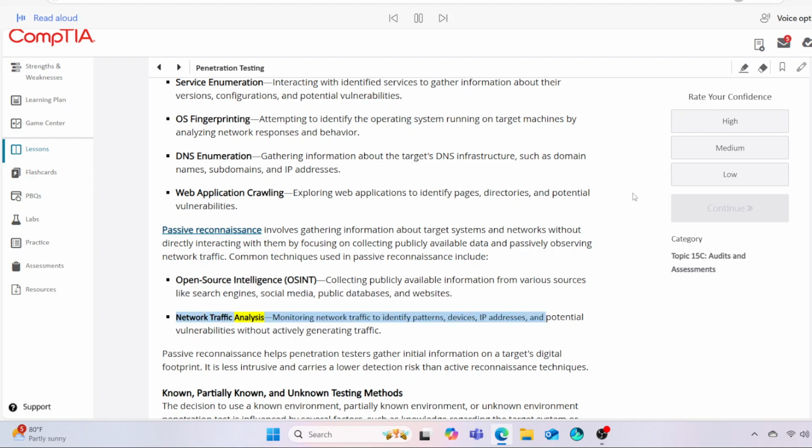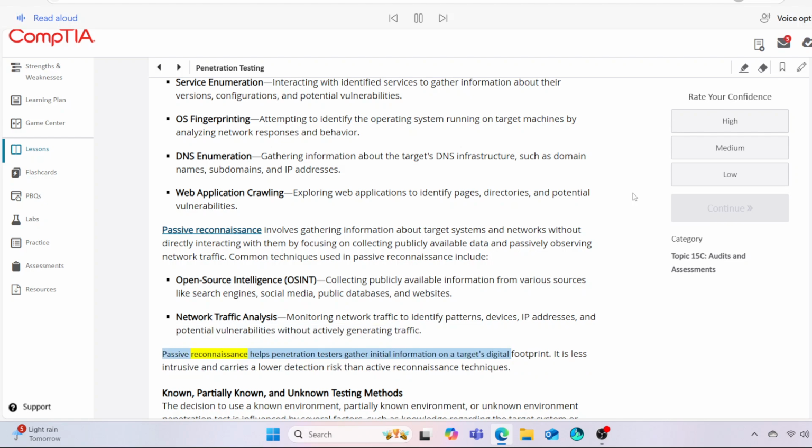Network traffic analysis, monitoring network traffic to identify patterns, devices, IP addresses, and potential vulnerabilities without actively generating traffic. Passive reconnaissance helps penetration testers gather initial information on a target's digital footprint. It is less intrusive and carries a lower detection risk than active reconnaissance techniques.